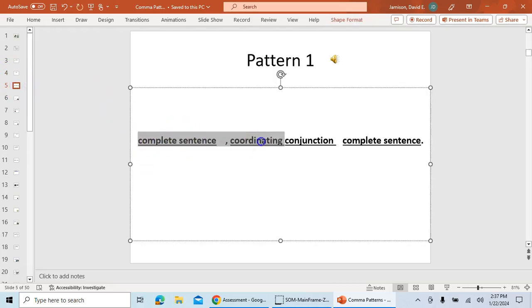So here's the pattern that we're looking for. Complete sentence, comma, coordinating conjunction, complete sentence.